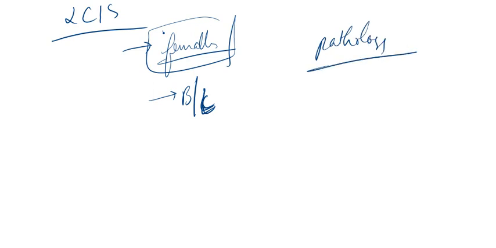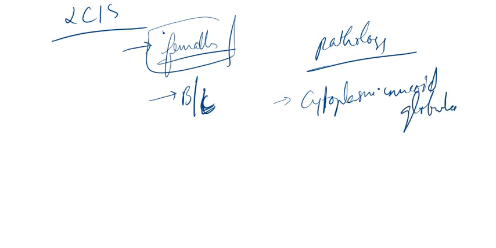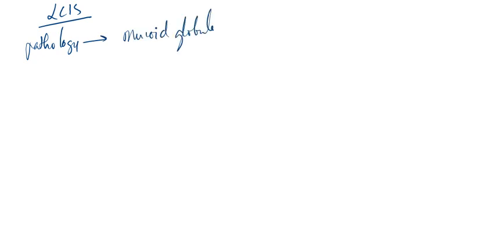Now coming to the pathology. In case of LCIS, there is a presence of cytoplasmic mucoid globules. Some of the doctors are asking me, sir, please write neatly. Okay, I will write here. Coming to the pathology, the pathological feature is mucoid globules; cytoplasmic mucoid globules are observed.